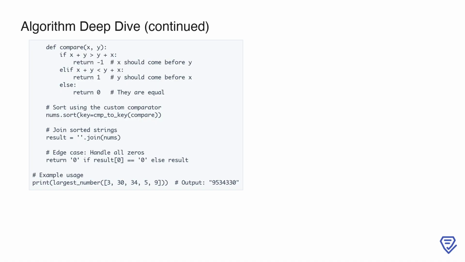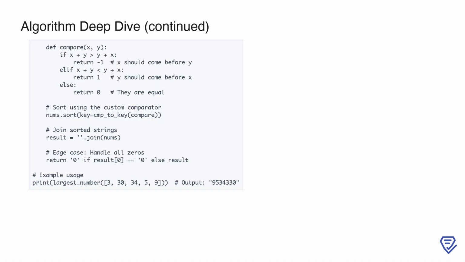Using this comparator, we sort the list of strings. After sorting, we join the strings into a single result. There's one final check: if the first character of the result is 0, it means the input was all zeros, so we return 0 instead of 000. This implementation is both efficient and handles edge cases gracefully.